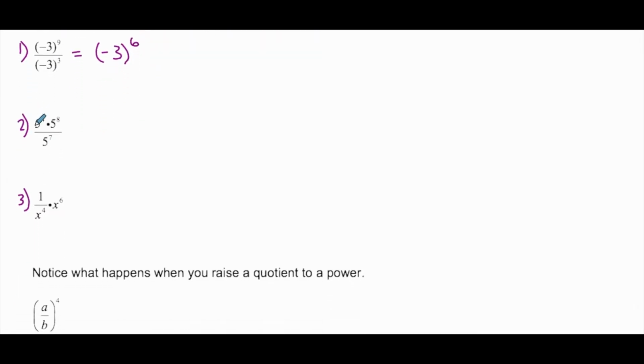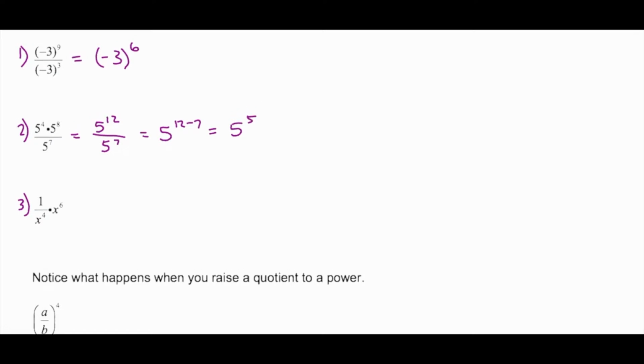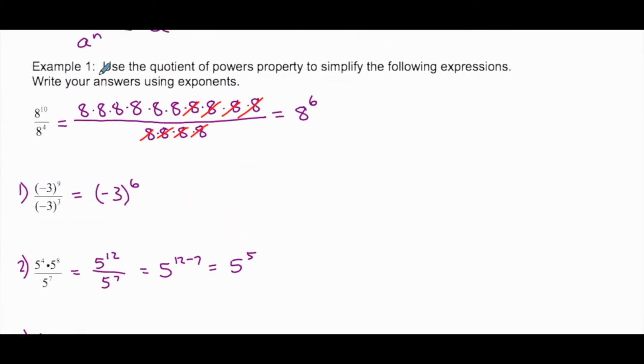Here, 5 to the 4th times 5 to the 8th gives me 5 to the 12th. 5 to the 7th is on bottom. 5 to the 12th divided by 5 to the 7th. If I subtract, I'm saying 5 to whatever 12 minus 7 is, I'm saying 5 to the 5th. These all said to write your answer using exponents, so I'm not actually evaluating the answer.